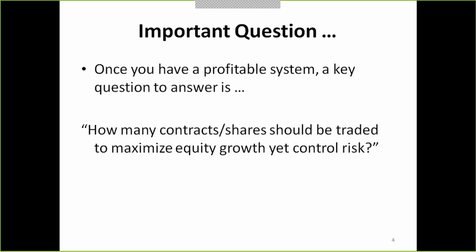So this whole subject of position sizing is about the question, once you have a profitable system, of how many contracts or shares should be traded in order to maximize my equity growth yet control risk. By that I'm talking about trying to make as much money as we can, but trying to do it in a safe way.